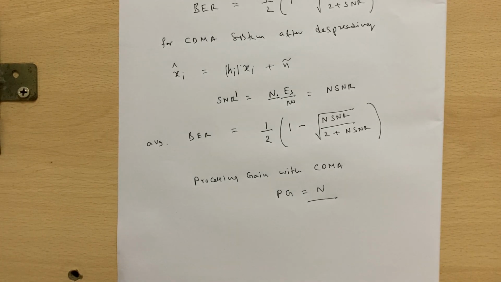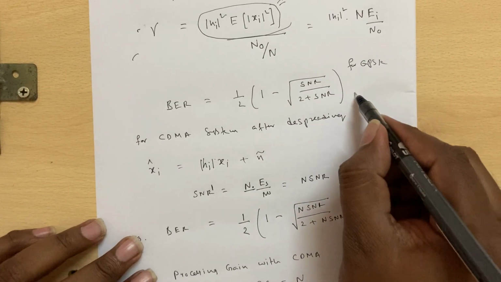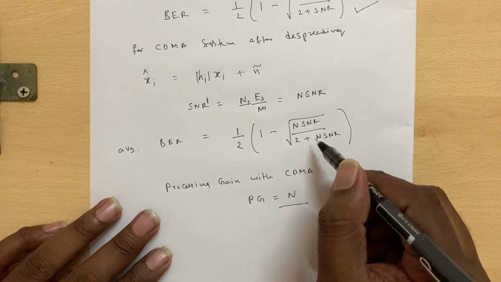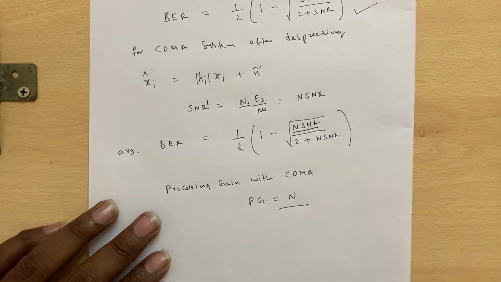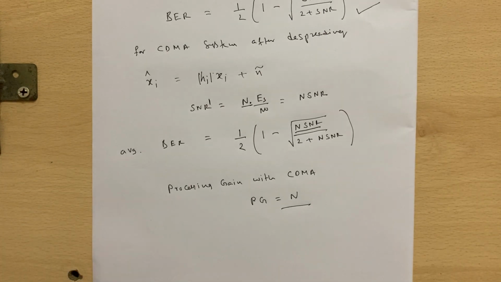So if you want to find the bit error rate performance of the CDMA system, you can use the same expression we used for the Rayleigh flat fading channel, but the change is that the SNR is multiplied by the number N. So we stop the discussion here. Next class we will discuss the multi-user performance and the rake receiver. Thank you.